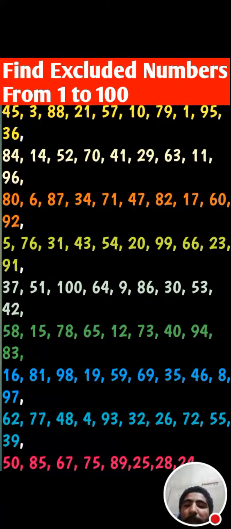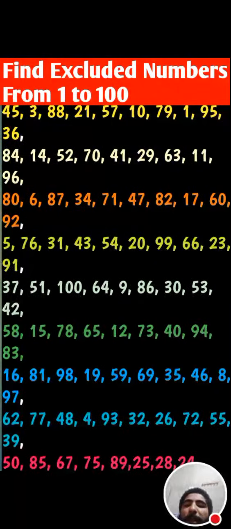Where is 97? 97 is also presented from the bottom fourth row. Where is 98? 98 is also presented from the fifth row, third position from the bottom.